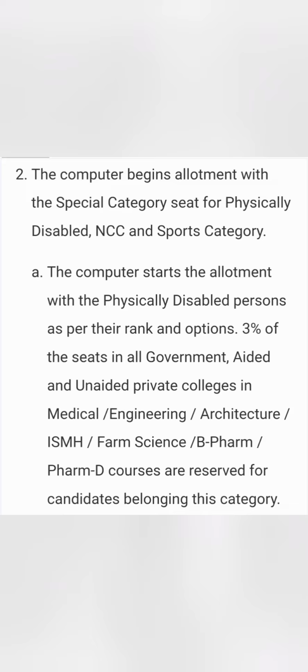So within the special category itself, it will first allocate the seat to point number 8.2A, that is, physically disabled people will be allotted seats first of all before anybody gets allotted. And 3% of all seats in the government aided, unaided, private type of medical, engineering, architecture, pharma sciences, every course is reserved only for the physically disabled students. So 3% of seats are reserved for them, and they will be first getting allotment. So first the computer will be allotting to disabled students.